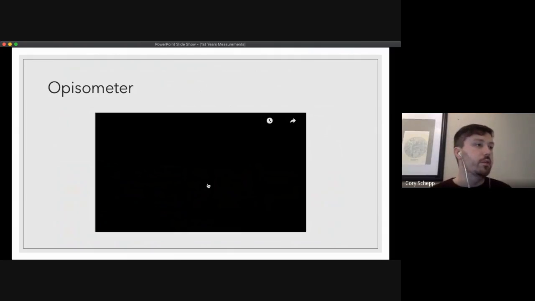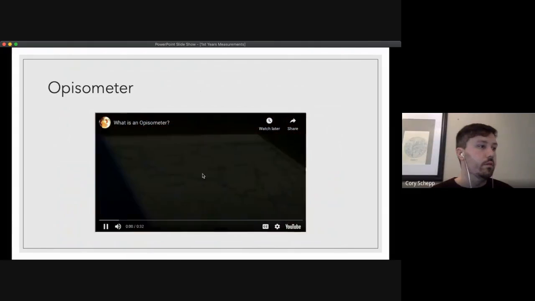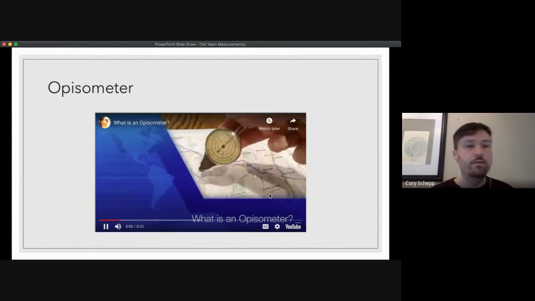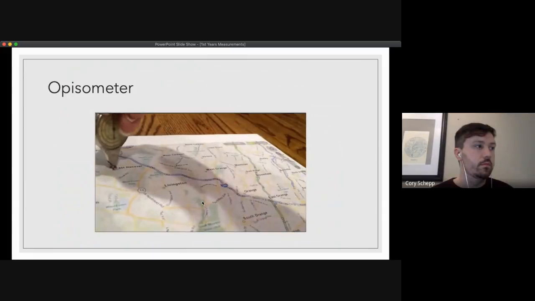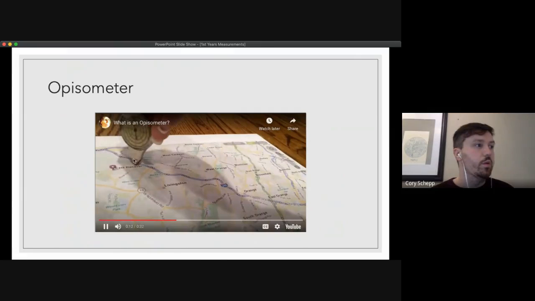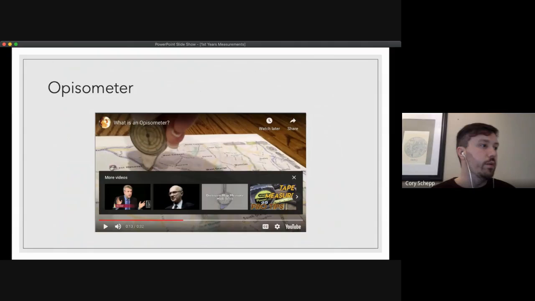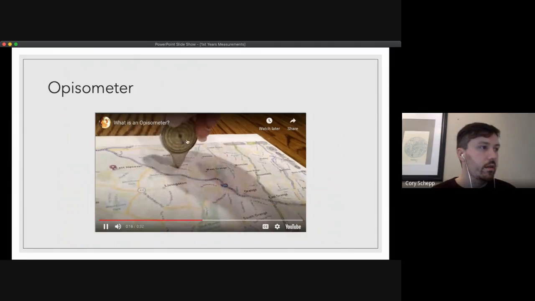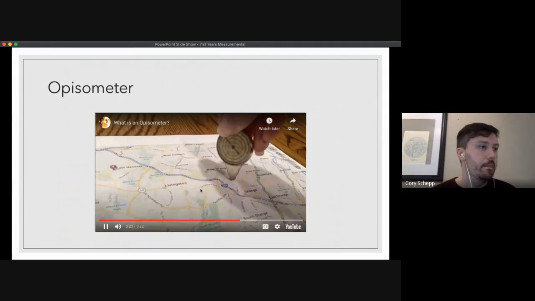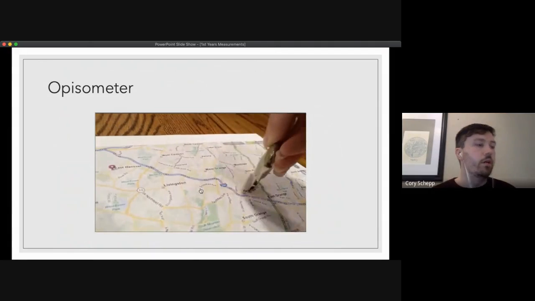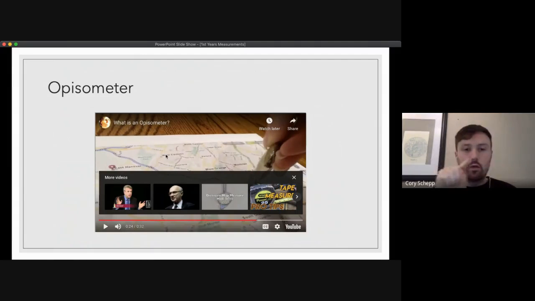Okay, so the opisometer, I'm just going to show you this real quick video. Notice that she started at a point up here, and then there's a little roller on the bottom here, and she's just rolling that along the lines on the paper. And you can see the little gauge here moving as she's rolling along. So all that is doing, and I'll stop that there, is as the roller on the bottom is rolling, it's tracking how far she's moved, right?